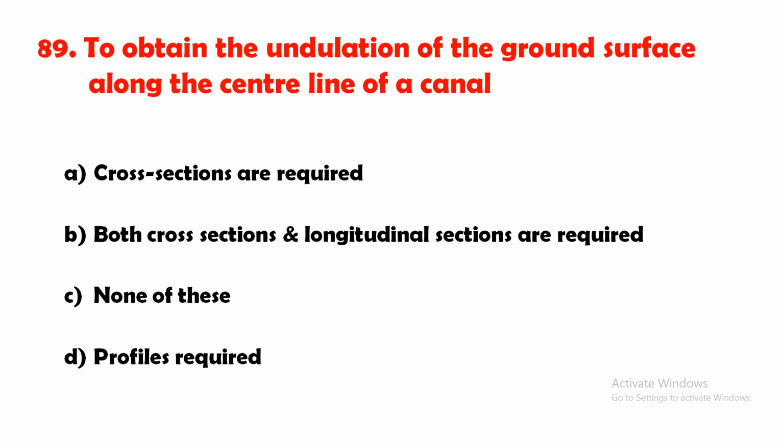To obtain the undulation of the ground surface along the center line of a canal, a cross section is required. Both cross section and longitudinal sections are required. None of these profiles required. The answer is, to obtain the undulation of the ground surface along the center line of a canal, we require the profile of the canal.